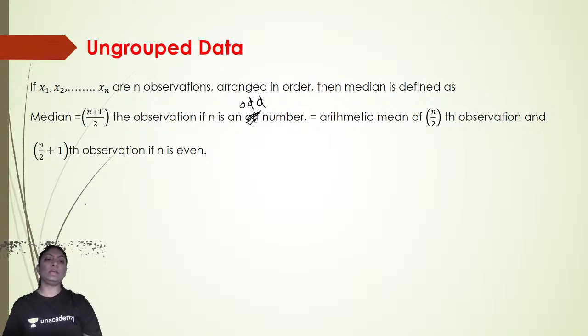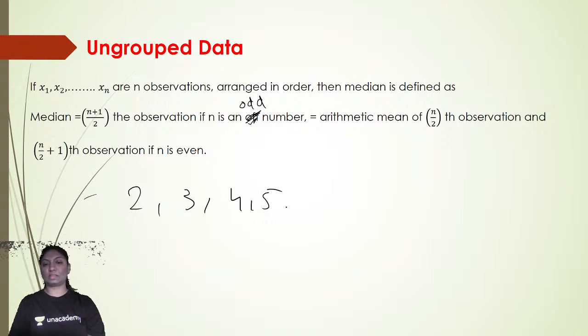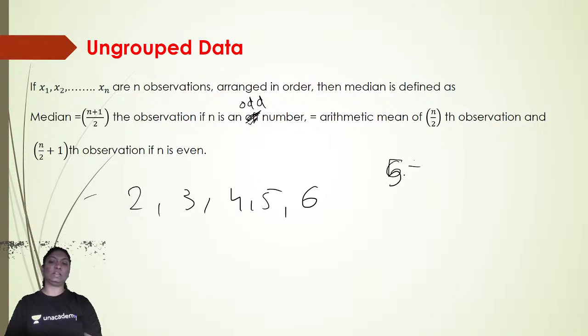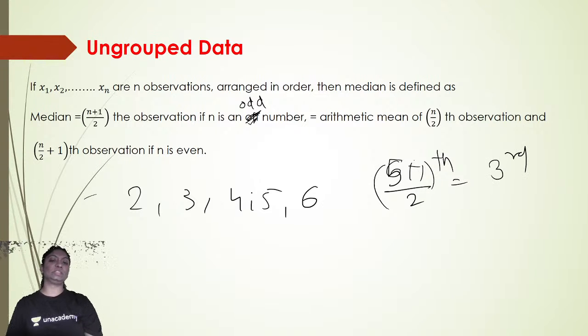मतलब अगर वहां पे आपका डेटा जो भी दिया है वो असेंडिंग ऑर्डर में है, सपोज 2 3 4 5 6. Okay, 2 3 4 5 6, this is your data. Now the total number of observations is odd. So the median क्या हो जाएगा आपका? (5 plus 1) by 2th observation is the median, that is 6 by 2, the third observation is the median. So median is 4.